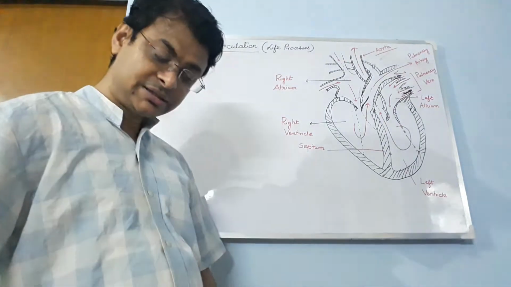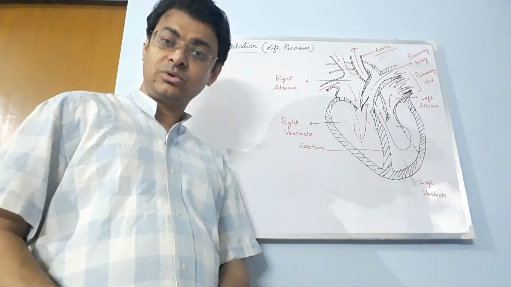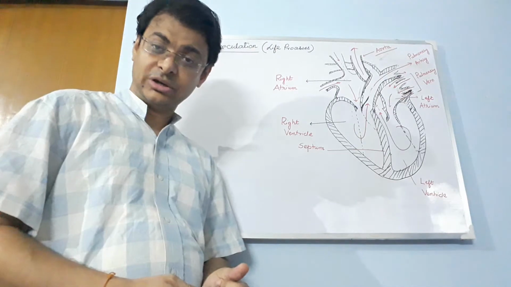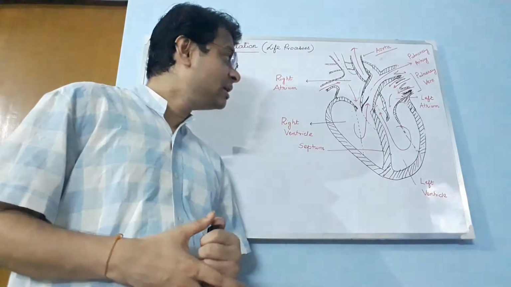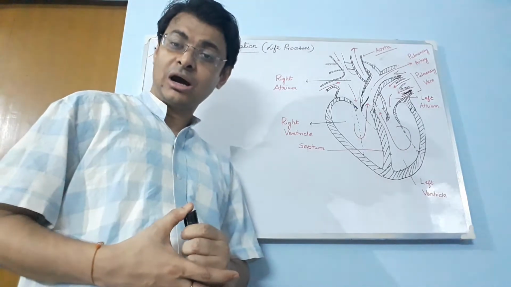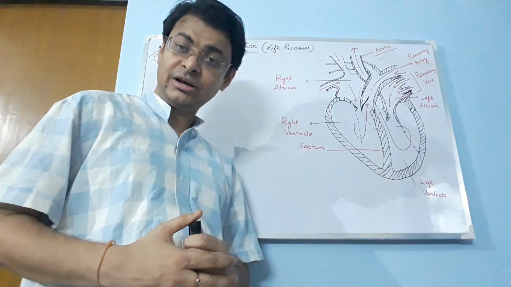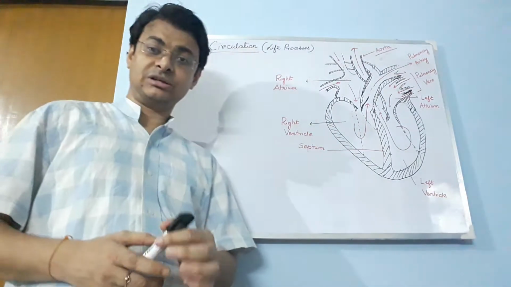In the earlier lectures, I explained nutrition, then respiration, and this will be the class on circulation. In this lecture, I will explain about the human heart and circulation, how circulation takes place in different animals. So I am starting from human circulation.